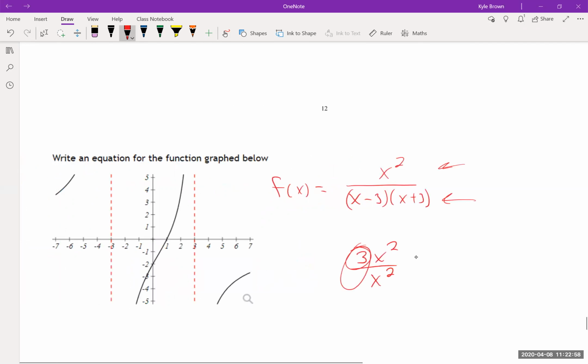And I don't have a horizontal asymptote on this one, right? It's not approaching anything there. Well, I guess it is. It actually would be approaching 0, it looks like. So anyway, we should be pretty good to go there.